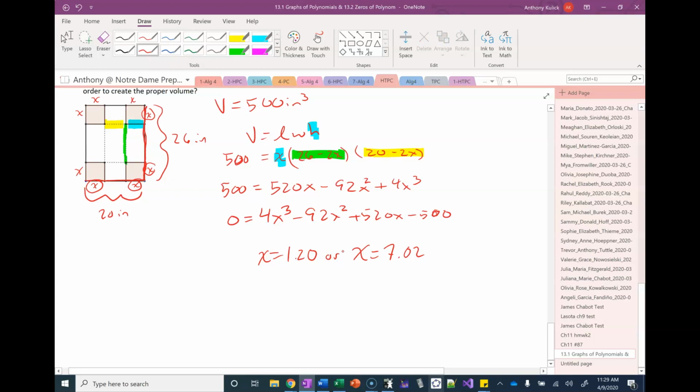So if we wanted the actual dimensions of this box, the length here, we said, is going to be 26 minus 2x. So when x is 1.2, I get this to be 23.6. The width we said was 20 minus 2x. So when we do that, we get 17.6, and the height is that 1.2.